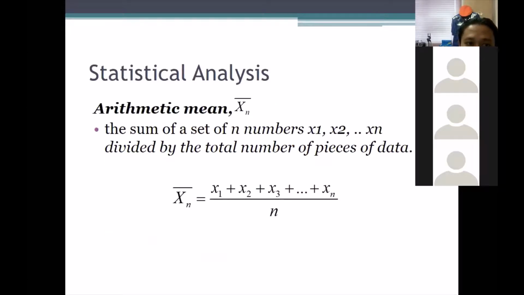For example, in the statistical analysis, we can calculate the arithmetic mean, or the average. Okay, so for example, we have a set of measurements. This is the formula to calculate the arithmetic mean. For example, we have x1 plus x2 until xn, divided by n, the number of data. This one we call the arithmetic mean, or sometimes the average value.